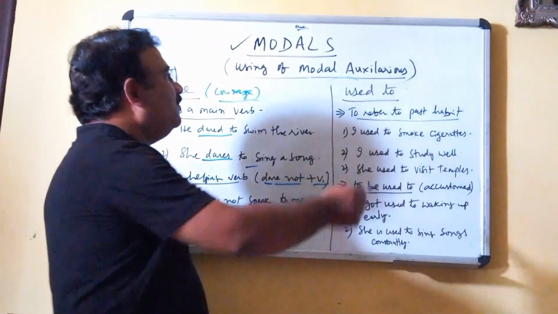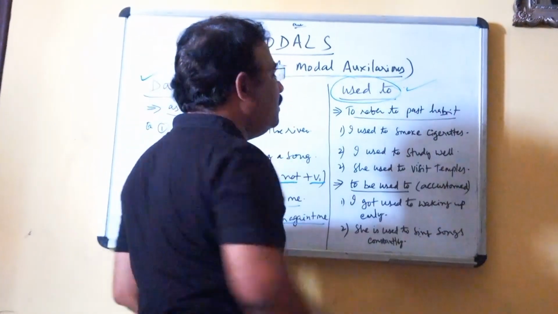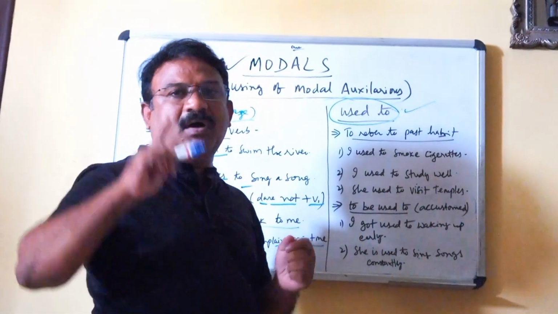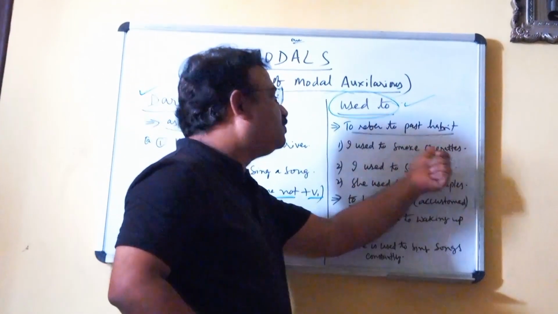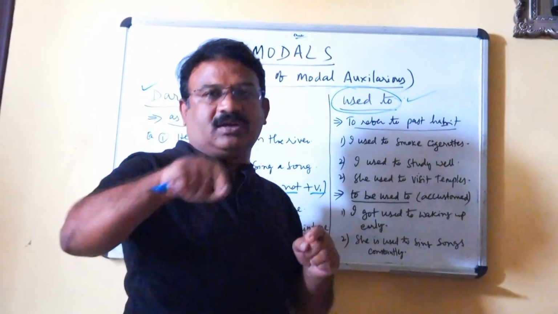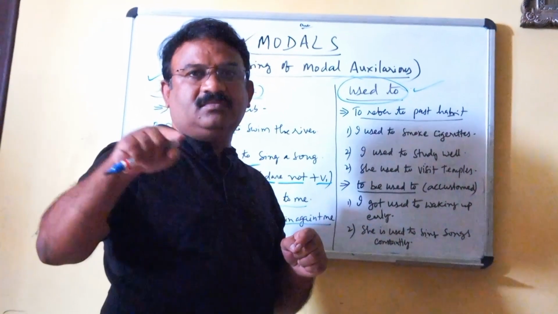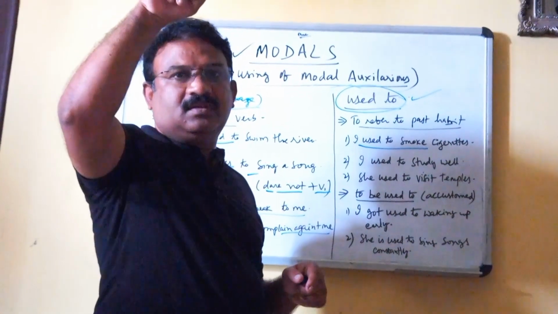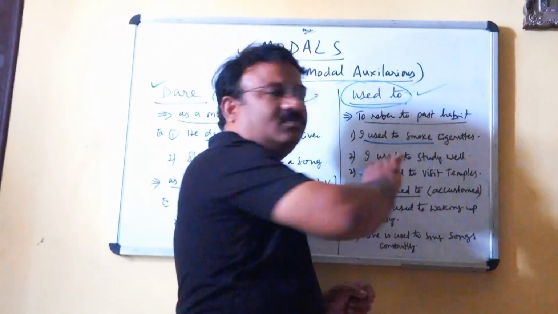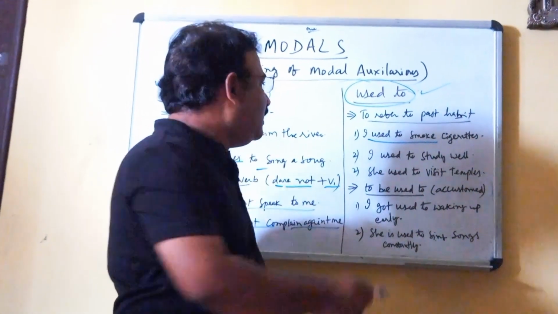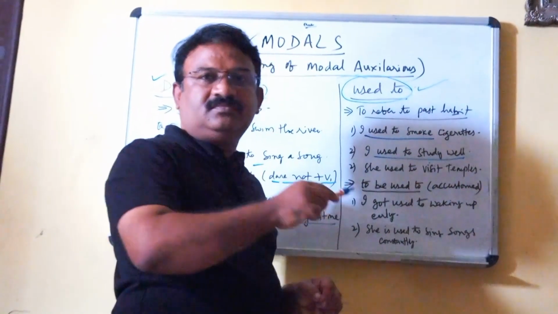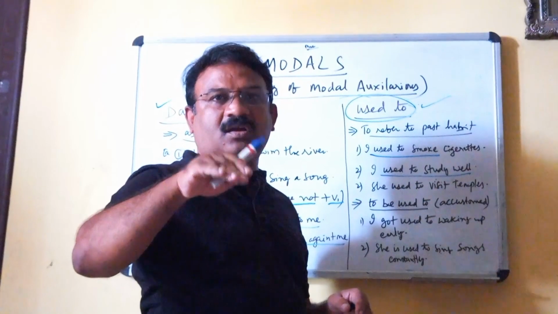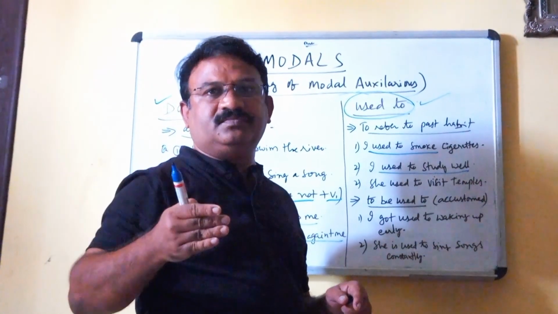Now, used to. Used to refers to a past habit. I used to smoke cigarettes. That means not now, at present, no. I used to study well. That means in my childhood, but not now. Now I'm doing my job.